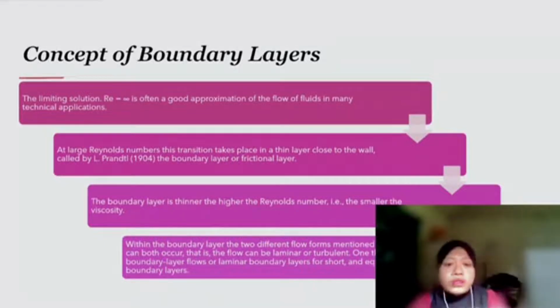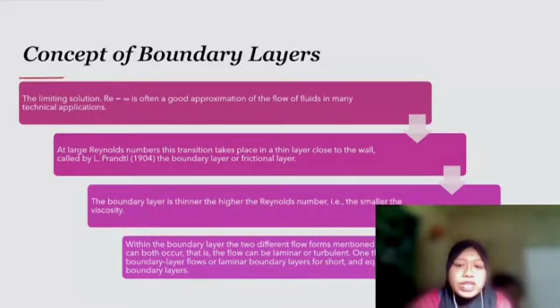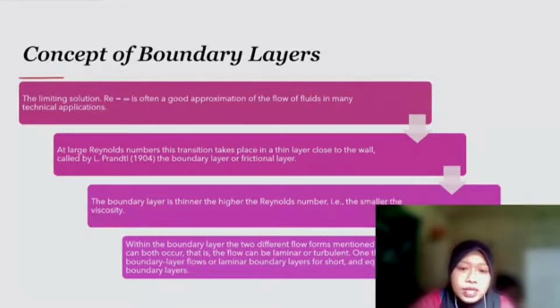Within the boundary layer, there are two different flow forms mentioned in the previous chapter. The flow can be laminar or turbulent. So one speaks of laminar boundary layer flow, or laminar boundary layers for short, and the equivalent for turbulent layers. Basically the concept is very simple: the boundary layer is thinner the higher the Reynolds number.